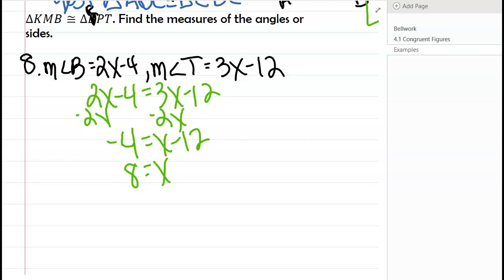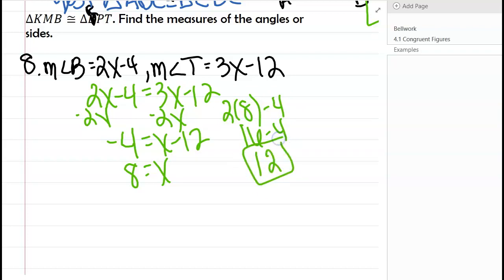Which is great, that's awesome. But that's not what it asks for. It said find the measures of the angles or the sides. So I have 2 angles to find. Do I need to plug 8 into both of these? Why not? They're congruent, they're the same thing. So I can just take 2 times 8 minus 4, which would be 16 minus 4, which would be 12.